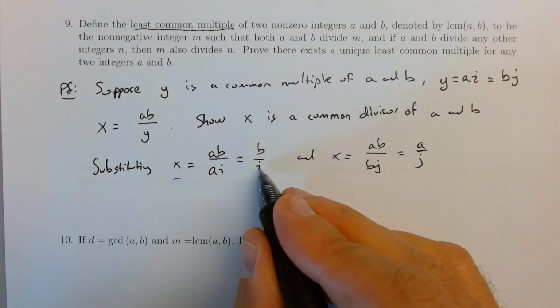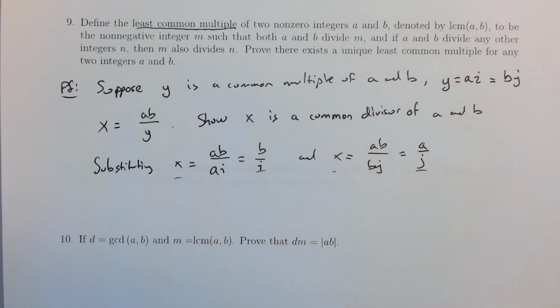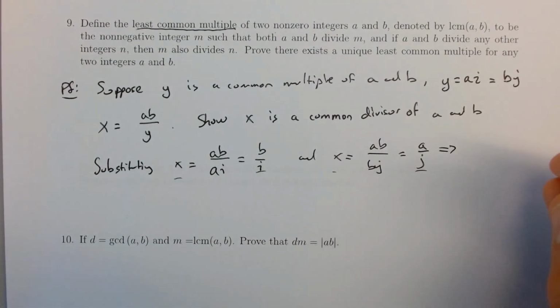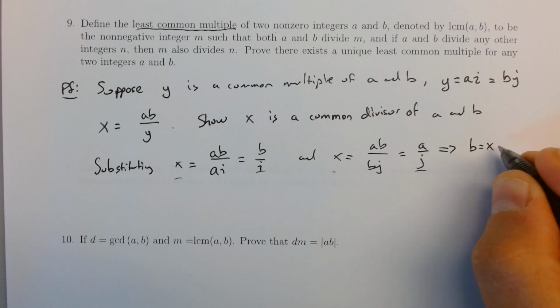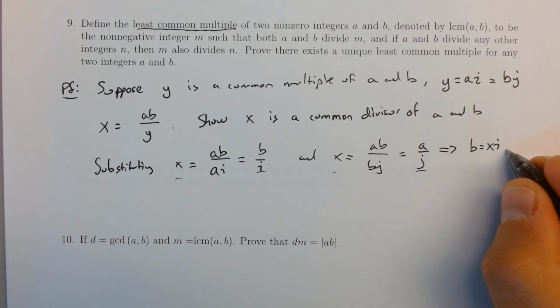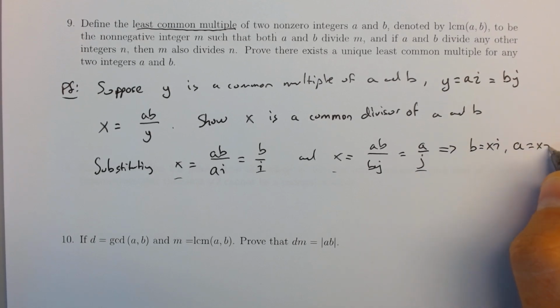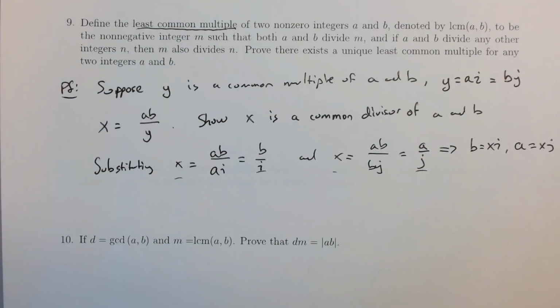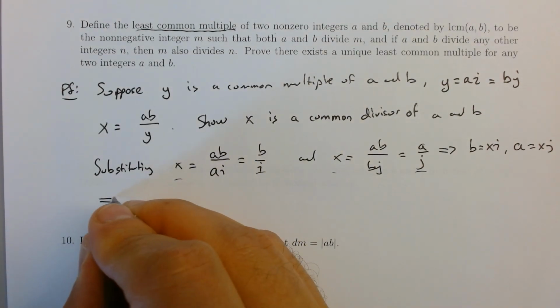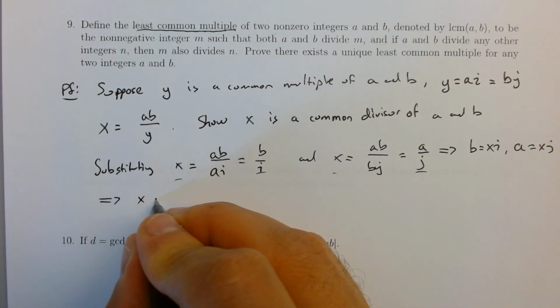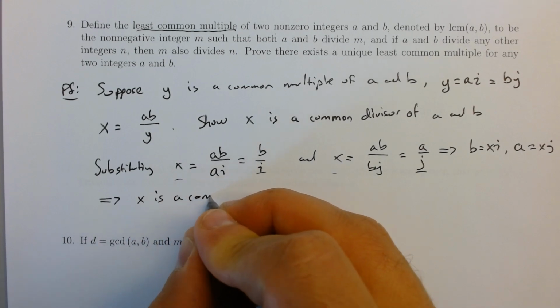Now with these two equations for x, I can get rid of the denominators, so this shows me that b is x times i, and a is x times j. So notice that implies that x is a common divisor of a and b. So therefore x is a common divisor.